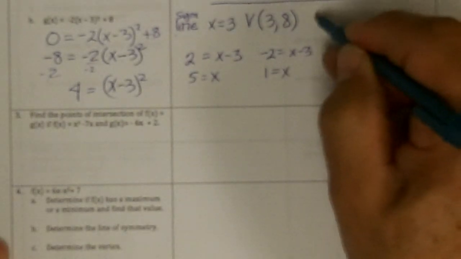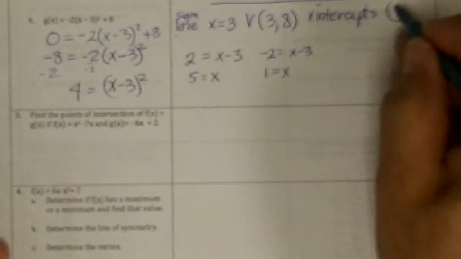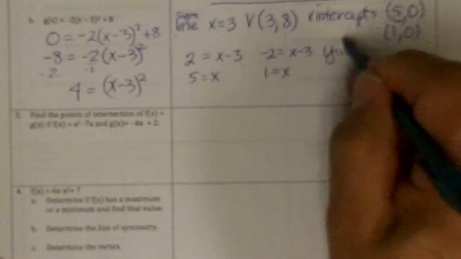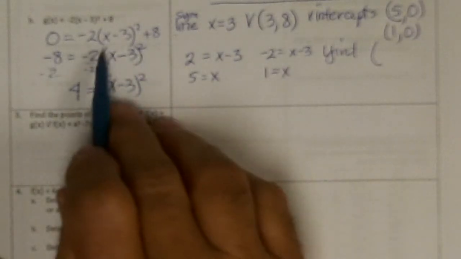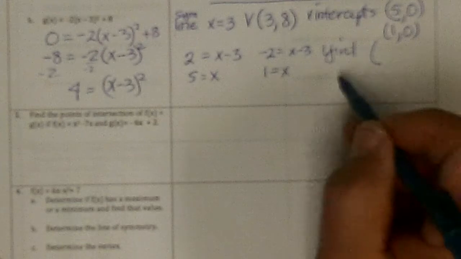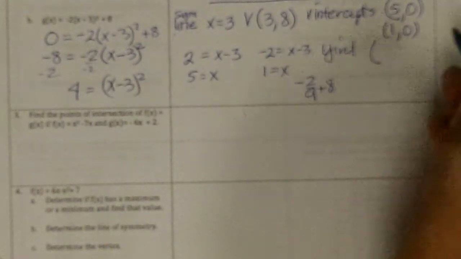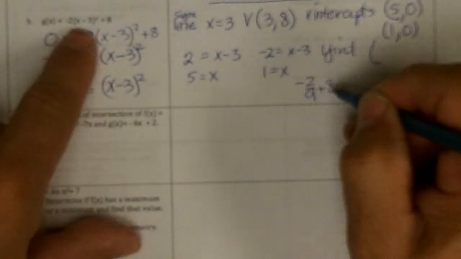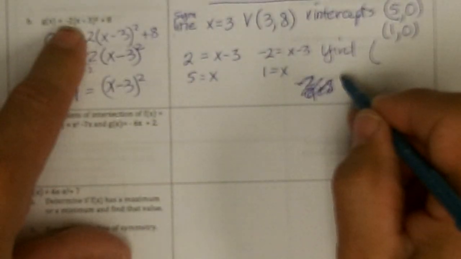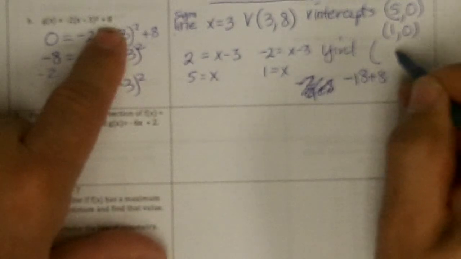So I have x-intercepts are 5, 0, and 1, 0. The y-intercept is going to be, if I put in 0 for x, I get negative 3 squared, which is 9, times negative 2, which is negative 18, plus 8, which is negative 10.